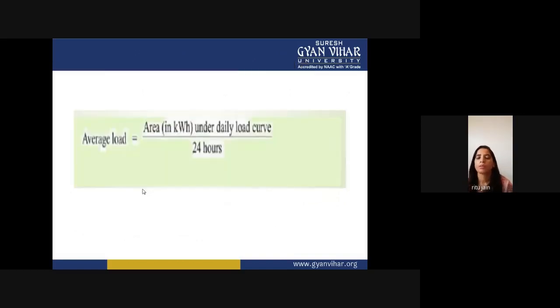Now we can calculate average load: the area under the daily load curve divided by 24 hours, then you can easily get the average load. This is the formula of average load, which is very important.